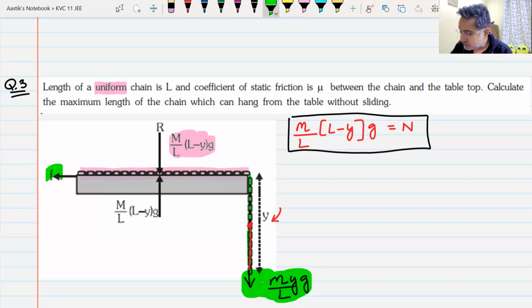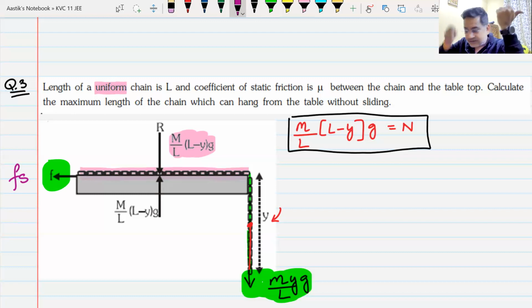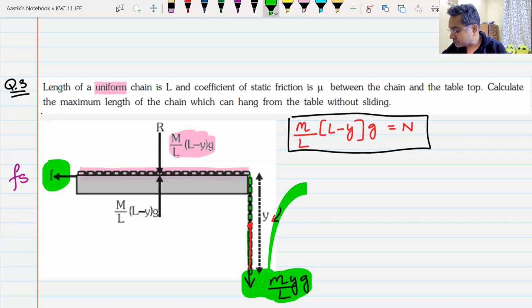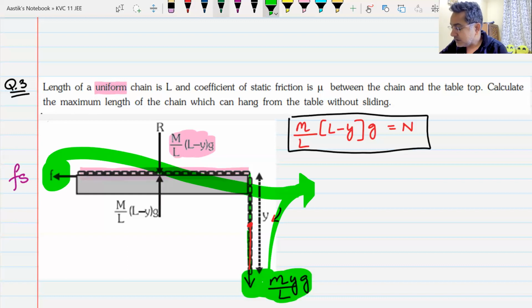Something has to stop it. What is going to stop it? Our old friend, static friction, is going to stop it. So here the pulling force must be equal to this force so that it remains at rest. What equation are you going to get from this green thing, combined with this one? Static friction must be equal to m by L into y into g. That is the value of static friction.